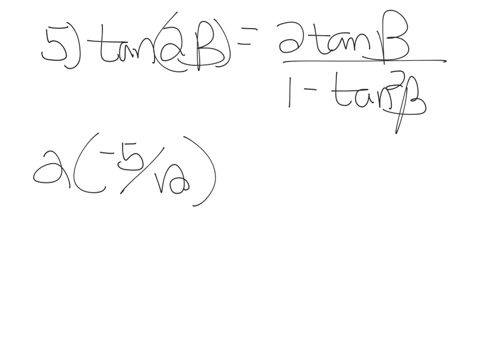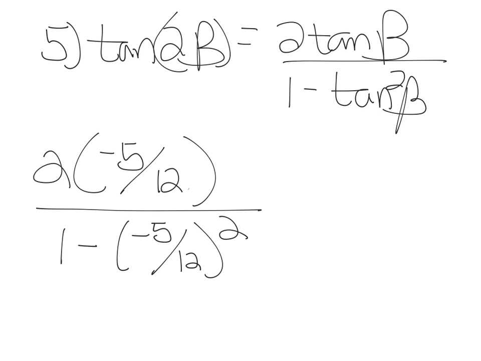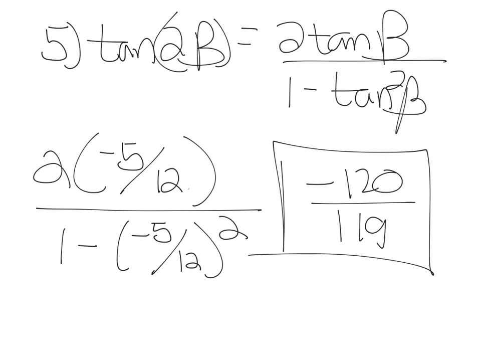Oh, it's like the worst 12 ever. Let me rewrite that. Over 1 minus -5/12 squared. Then we're literally going to type it in our calculator. First you're going to do a fraction, and on top of the first fraction, it's going to be 2 times another fraction, -5/12. Then the denominator, 1 minus, parentheses. It's super important in the bottom that you put parentheses because you have to square your fraction. When you do, you're going to get -120/119, and this is your answer for number 5.